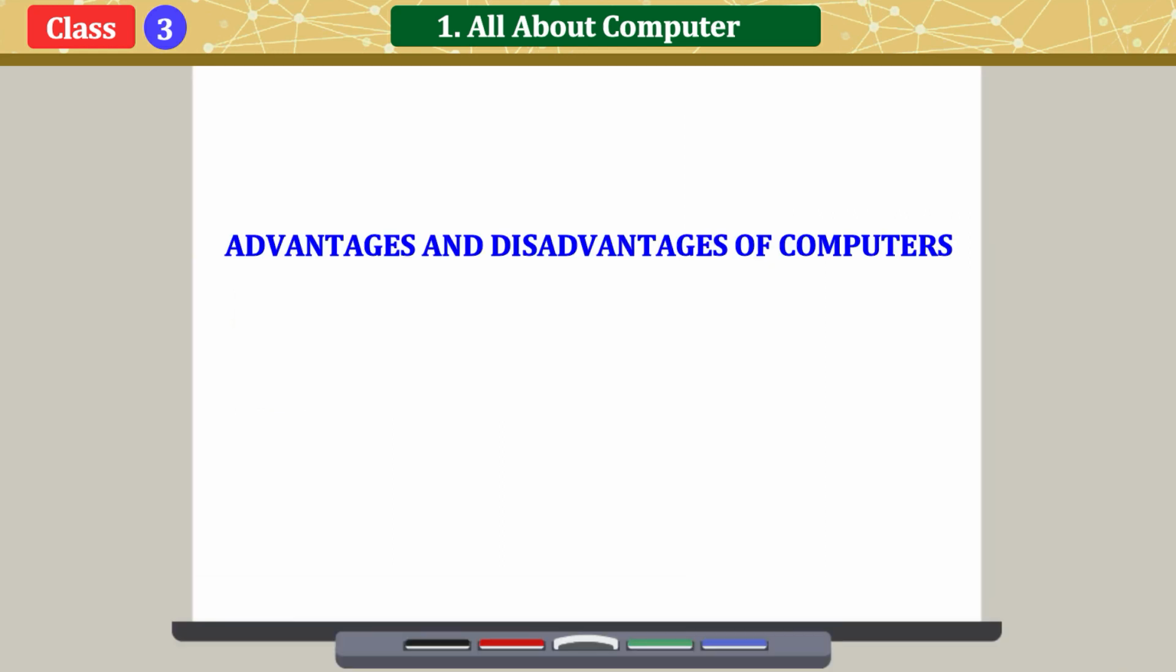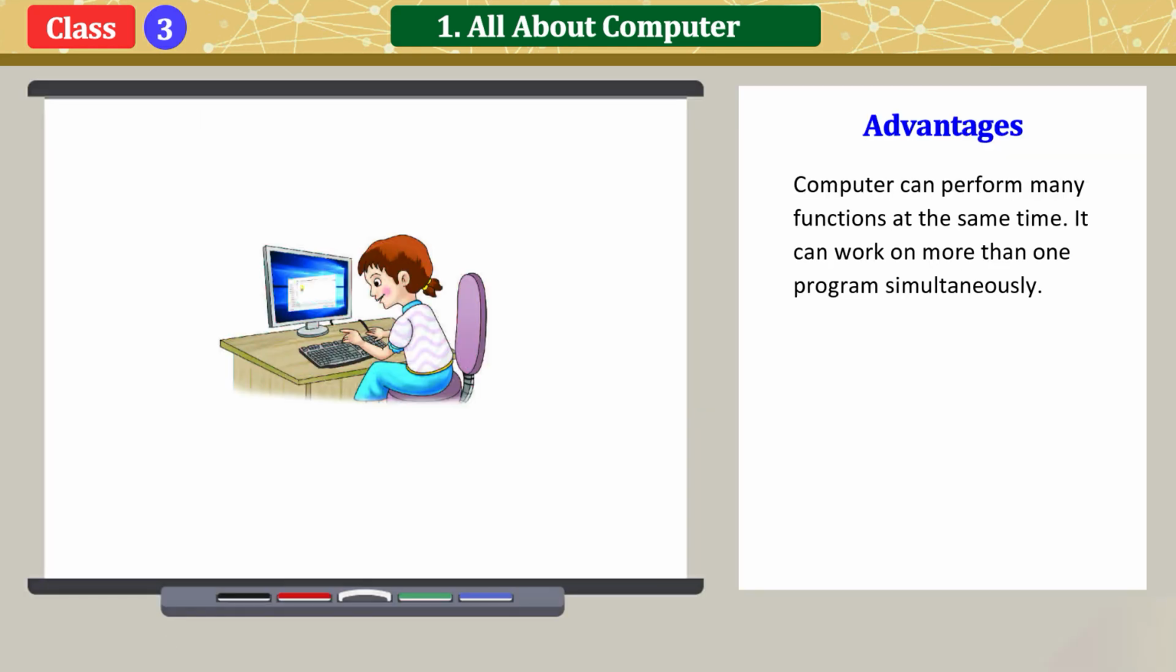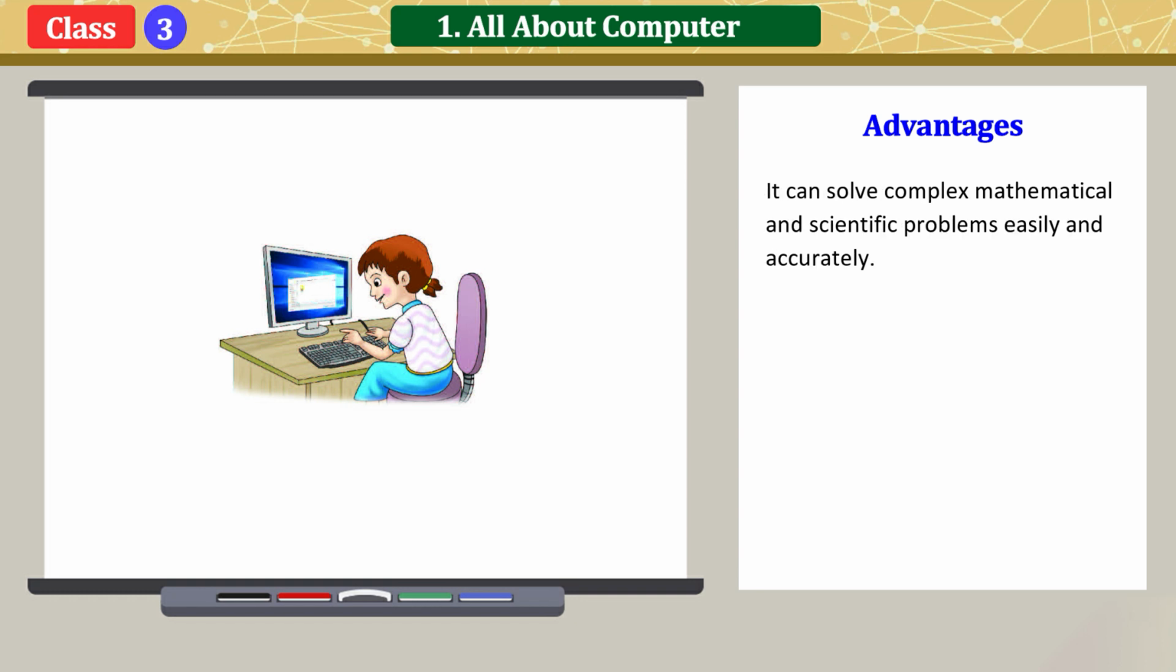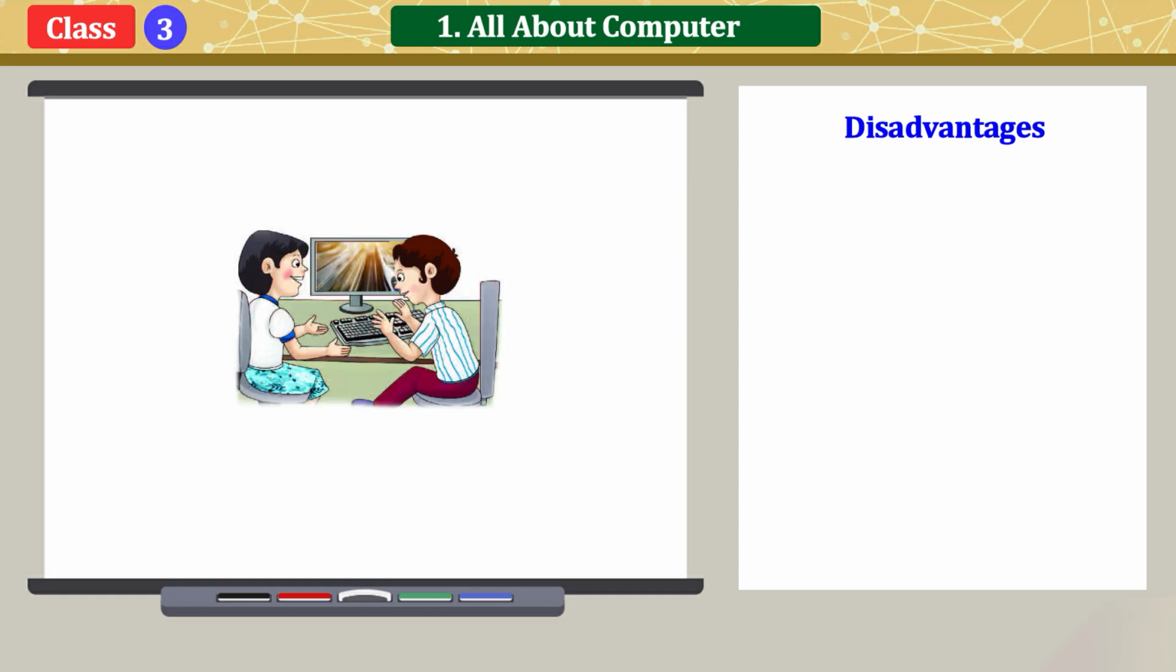Advantages and disadvantages of computers. Advantages. Computer can perform many functions at the same time. It can work on more than one program simultaneously. It can solve complex mathematical and scientific problems easily and accurately. It helps in saving paper by letting large amount of data to be stored in its memory. Computers have made communication across the globe easier. Computers help us to learn and play various multimedia.